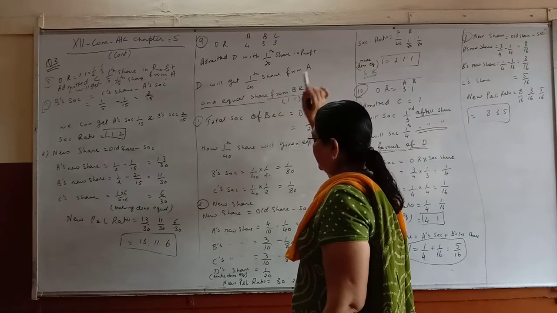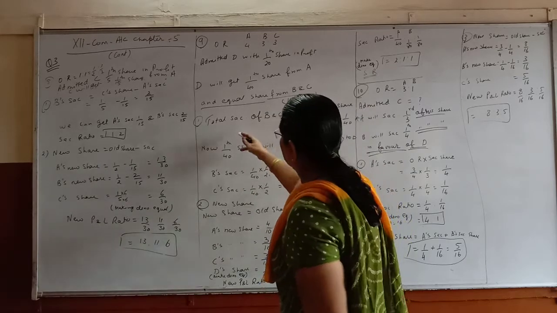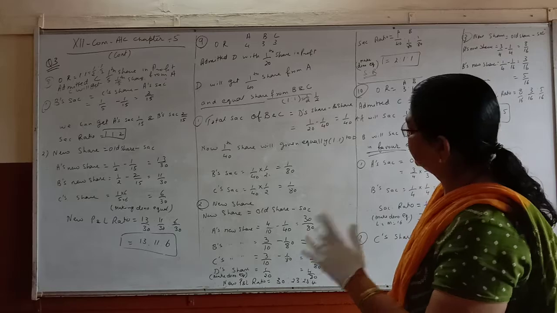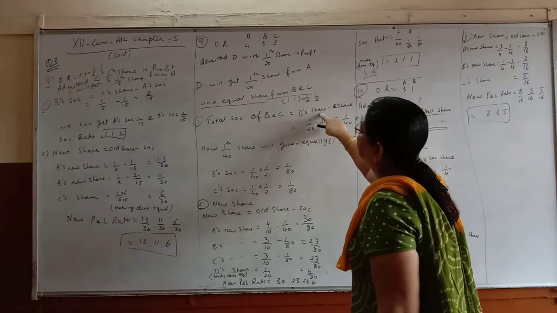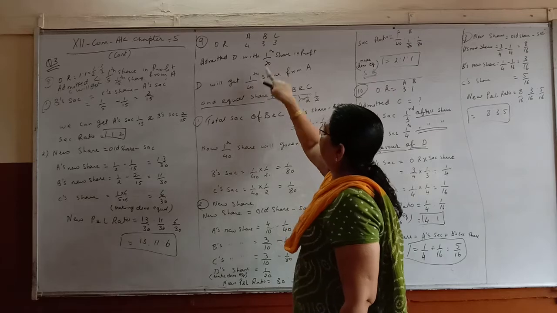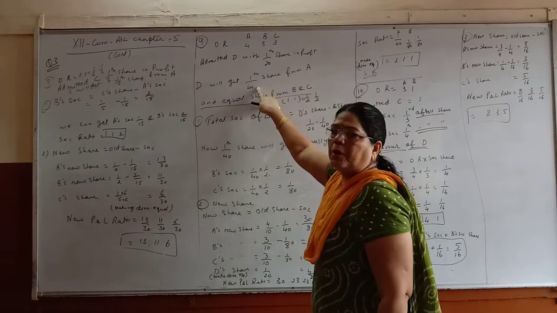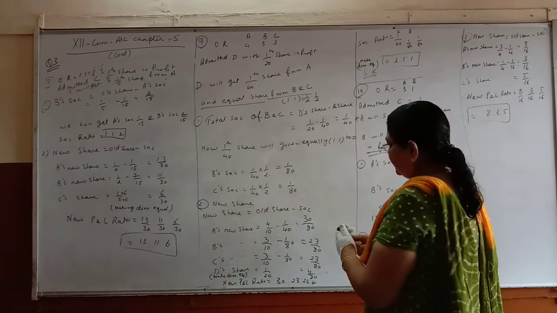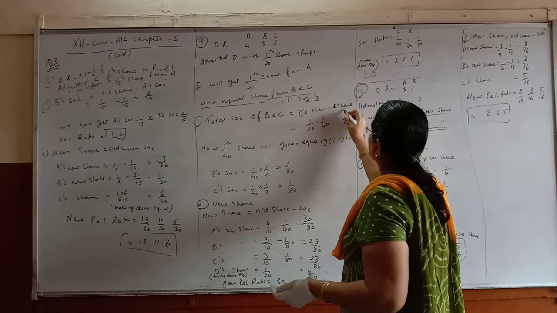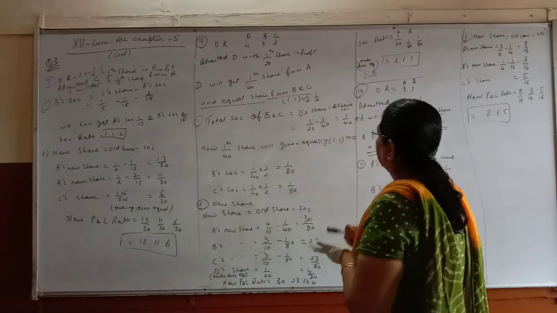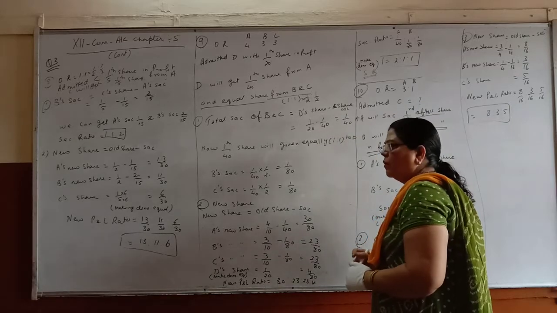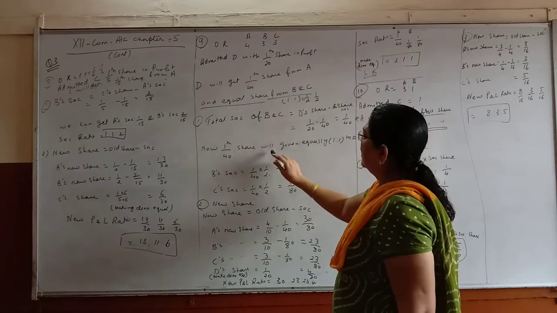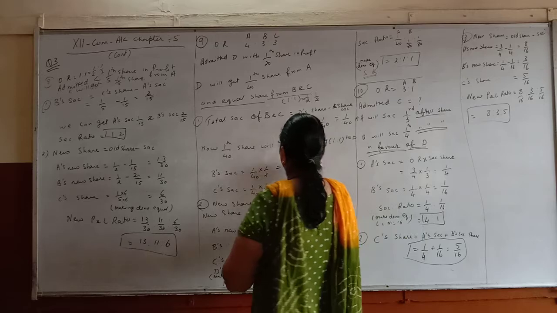In the same way, here the total sacrifice of B and C is D's share, 1/20, minus A's sacrifice of 1/40, which is equal to 1/40. Now the remaining is for B and C. This 1/40 share will be given equally.